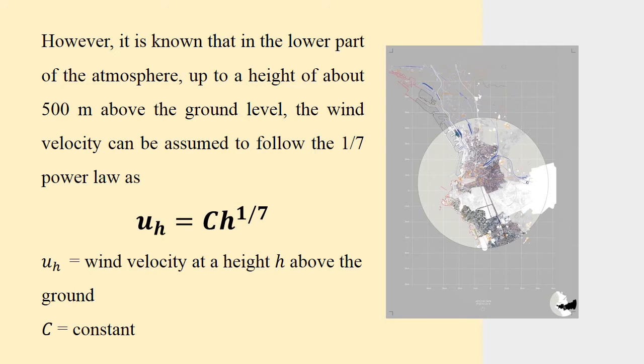Next, often the wind velocity data would be available at an elevation other than that needed in the particular equation. However, it is known that in the lower part of the atmosphere, up to a height of about 500 meters above the ground level, the wind velocity can be assumed to follow the 1/7 power law: U_H = C H^(1/7), where U_H is the wind velocity at the height H above the ground and C is a constant.